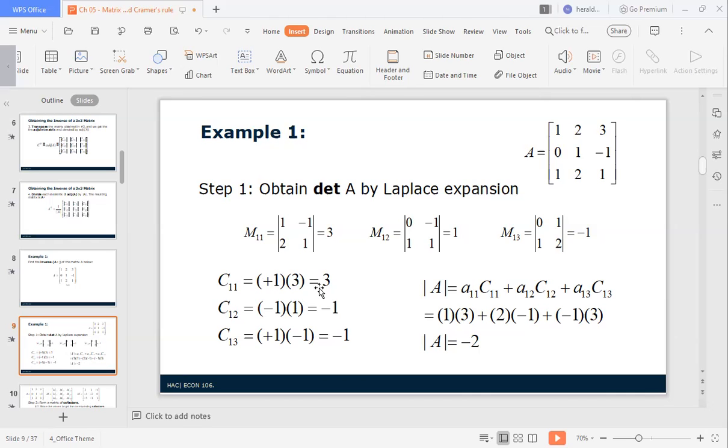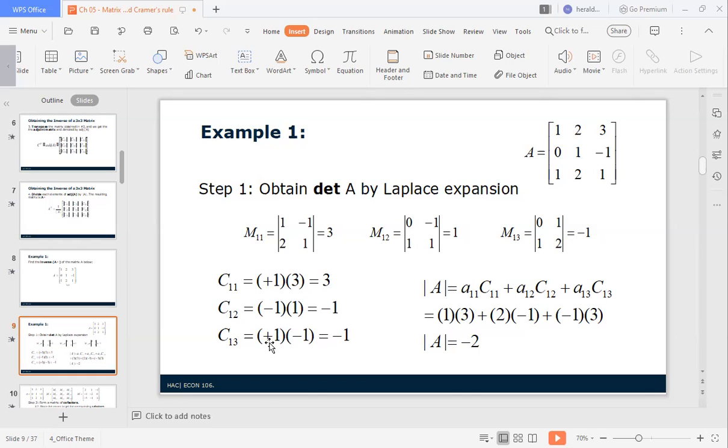And that's why the answer is 3 for cofactor 1,1. For C12, again, C12 is 2 plus 3, so that's odd. Odd means negative 1, so that's negative 1 times 1, which is our minor 1,2 here, and this is negative 1. Okay, let me just also do C13, that is 3 plus 4, so that's positive 1. Multiply it to the negative 1, which is equal to negative 1.